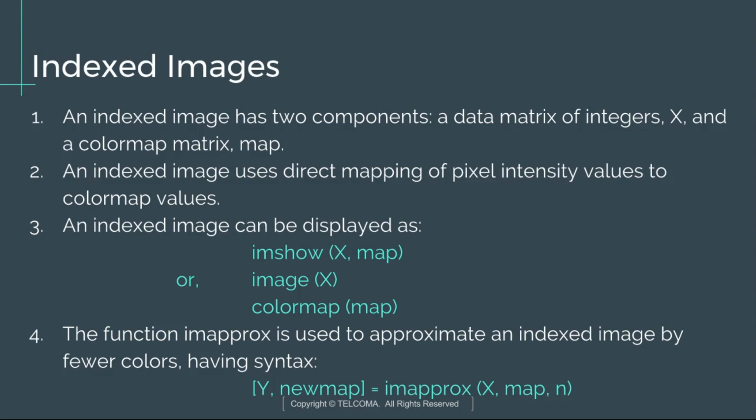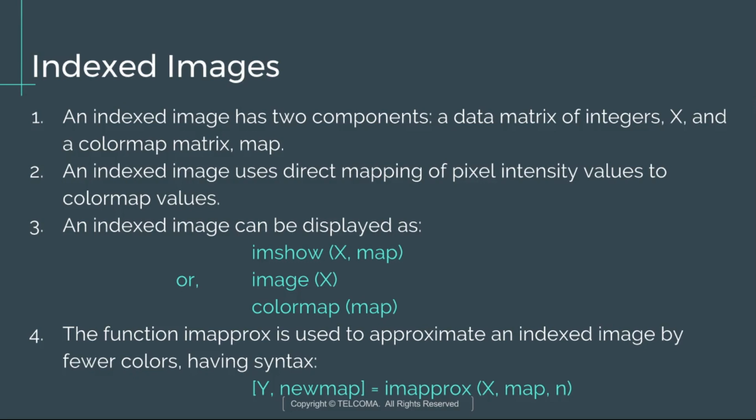An indexed image uses direct mapping of pixel intensity values to color map values. The color of each pixel is determined by using the corresponding value of integer matrix x as an index into map. If x is of class double, then value 1 points to the first row in map, value 2 points to the second row and so on. If x is of class uint8 or uint16, then 0 points to the first row in map.